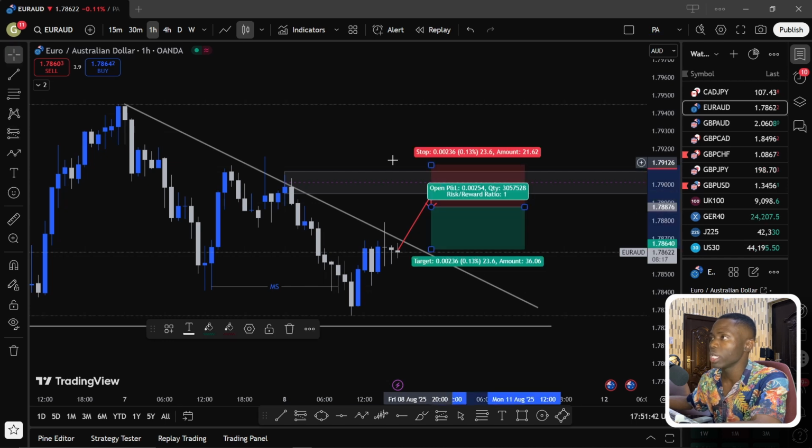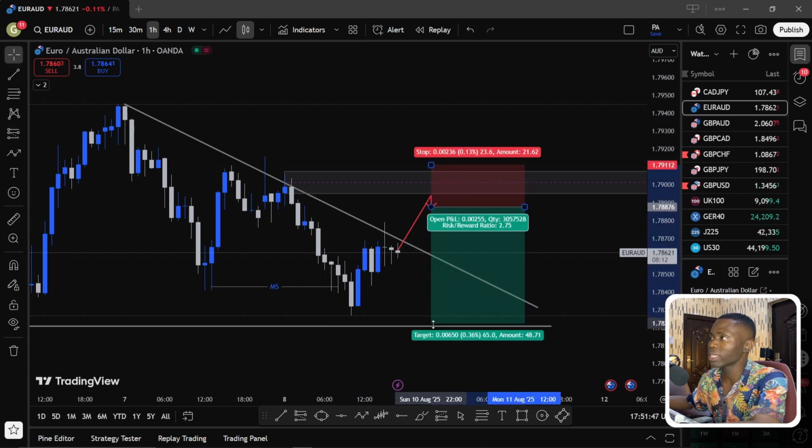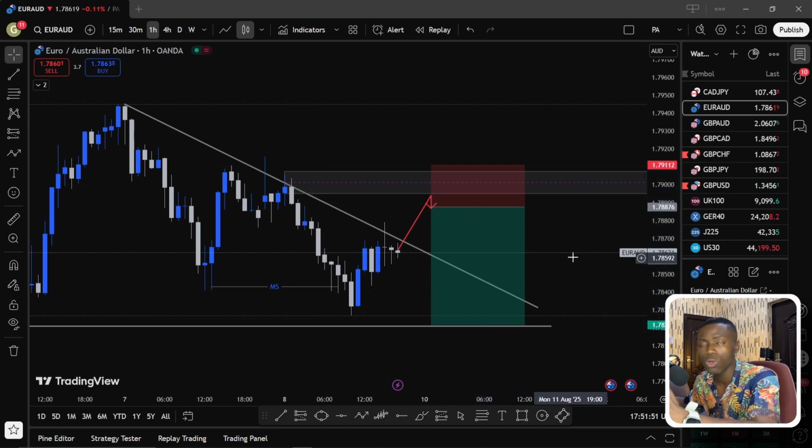You take your shot, keeping your stop loss right at the top here, and then your take profit right at this other low that we marked earlier on. And this will give you a solid 1:2 on average. And if you're able to get more than 1:2 as well, it's 100% great for you to take it as well.